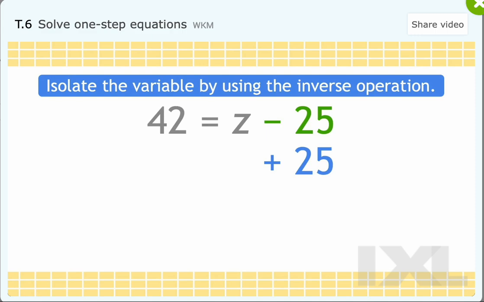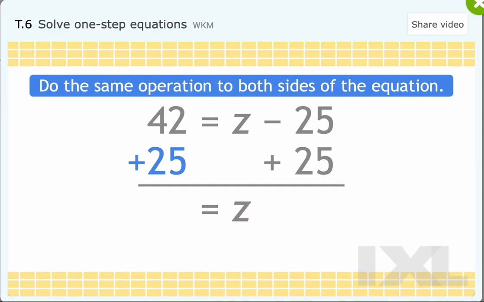Since subtracting 25 and adding 25 cancel each other out, this leaves us with just z on the right side of the equation. Then, to keep both sides of the equation equal, we also need to add 25 to 42. 42 plus 25 is 67, so 67 equals z.